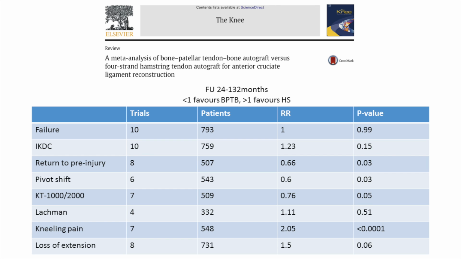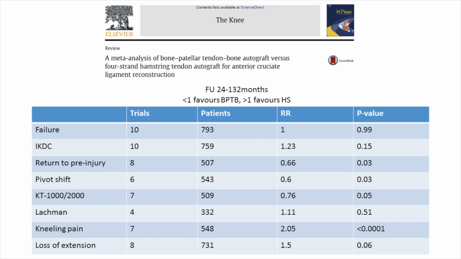So how do they do clinically? I'm slightly hesitant about putting up a meta-analysis after the last talk, but this is a meta-analysis from the Knee published last year, and they looked only at randomized controlled trials and high-quality comparative prospective studies. Follow-up was between 24 months and 132 months. The headline figure was that there was no difference in failure between bone-patella-bone autograft and hamstrings.